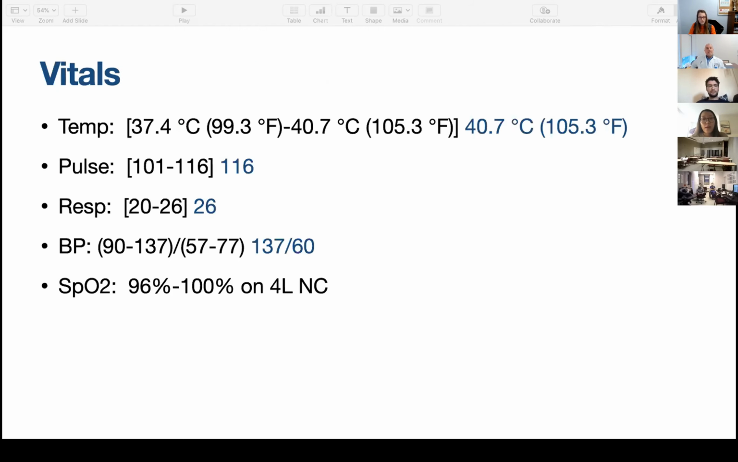So for his vitals, initially he had a fever with a temperature of 40.7 Celsius, 105 Fahrenheit. He was tachycardic with a heart rate of 116, and he was tachypneic. Respiratory rate was 26, and his blood pressure initially was fine, 137 over 60, but then he gradually went down to 90 over 57. He was well saturated on 4 liters of nasal cannula, but he was not on any oxygen at home and desaturated when he was off nasal cannula.